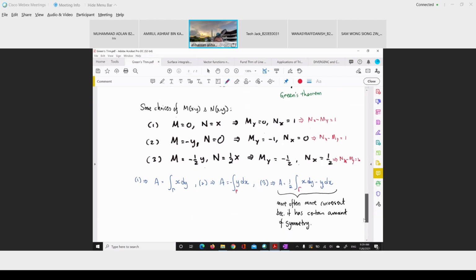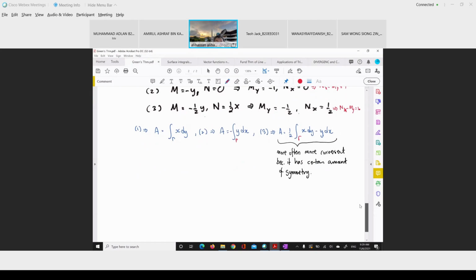All these area formulas are applicable to evaluate the area of the region bounded by the closed curve gamma. But the third formula is more often used, because it has a certain amount of symmetry. Okay, let's look at an example.